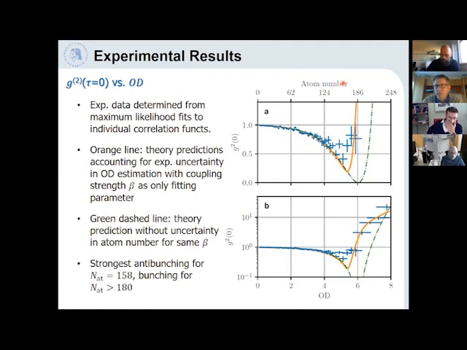Maybe I can add a stupid question, probably, because I'm not super familiar with G2s. What does a G2 of 20 mean? Does it mean that you have 20 photons coming? No.